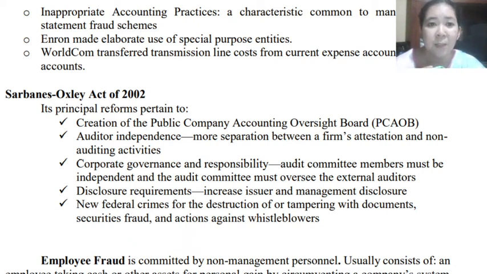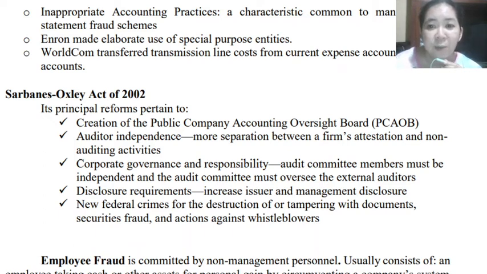Okay, so its principal reforms pertain to the creation of the Public Company Accounting Oversight Board or PCAOB, and auditor independence. Meaning to say, there should be more separation between a firm's attestation and non-auditing activities, in order to preserve the independence of the auditors. Another is corporate governance and responsibility. Here, audit committee members must be independent, and the audit committee must also oversee the external auditors.